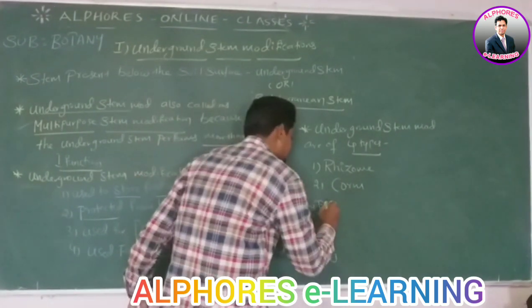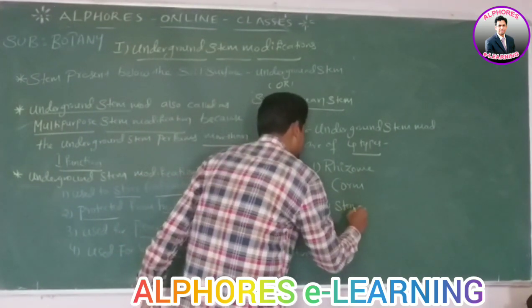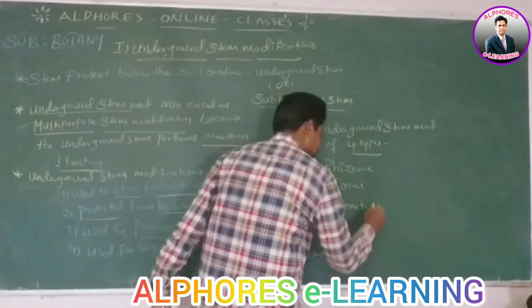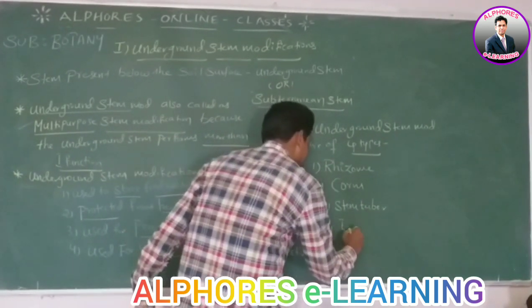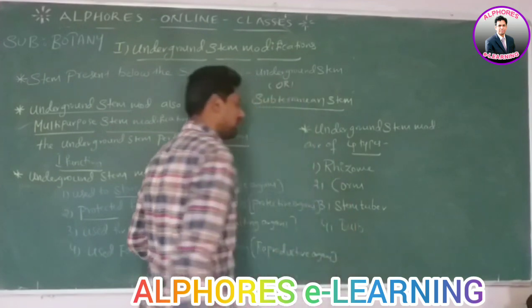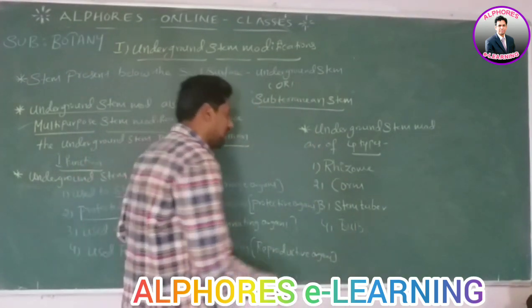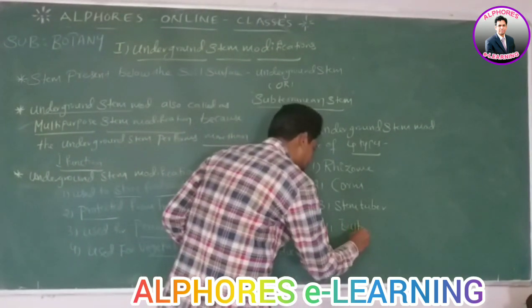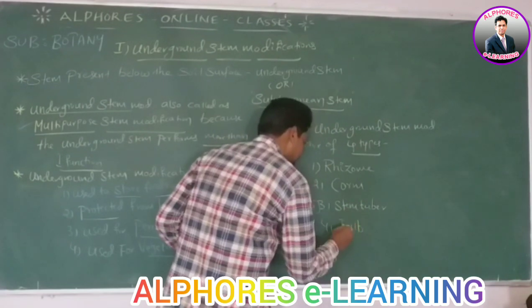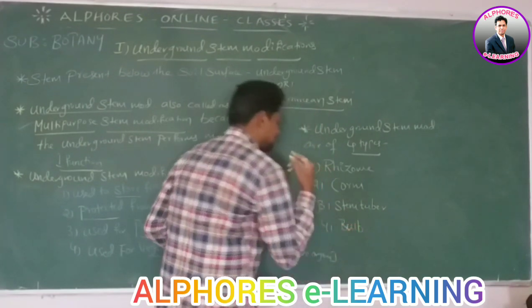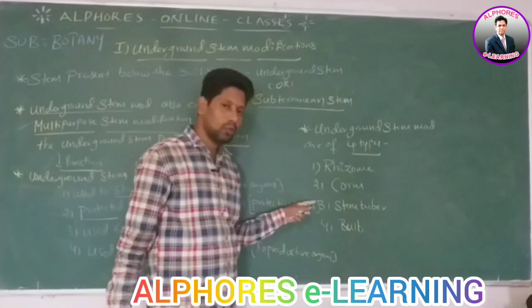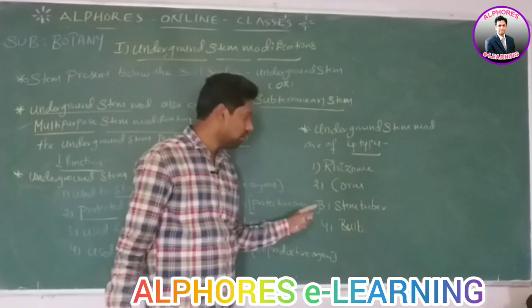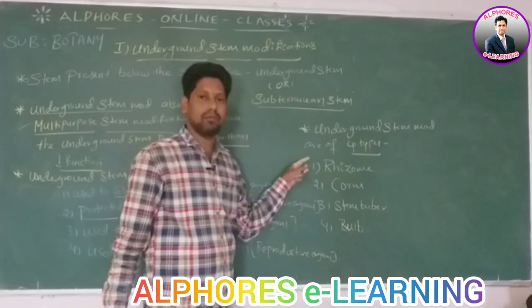Third one is a stem tuber. What is the third one? Stem tuber. And the fourth one is a bulb. Therefore underground stem modifications are of how many types? They are of 4 types: rhizome, corm, stem tuber, and bulb. These are the 4 types of underground stem modifications.